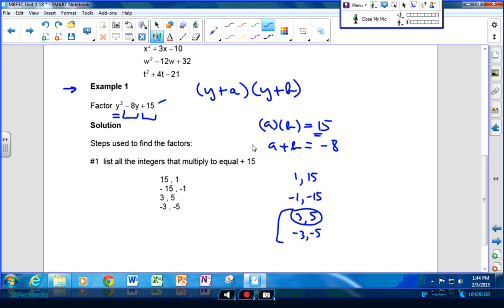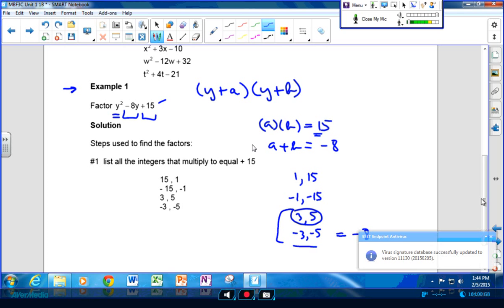Now, whether it be +3 and +5 or -3 and -5, that's what you have to work out. Well, what's -3 minus 5? -3 minus 5 is equal to -8, isn't it? And -3 times -5 also is 15. So the ones I'm going to box in green are our two numbers, -3 and -5.